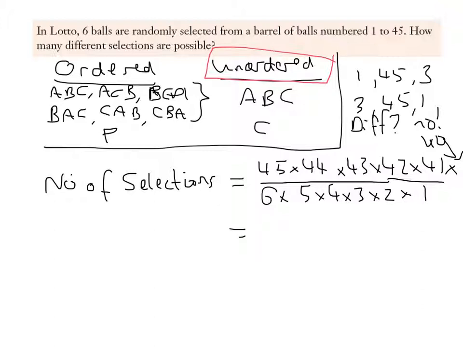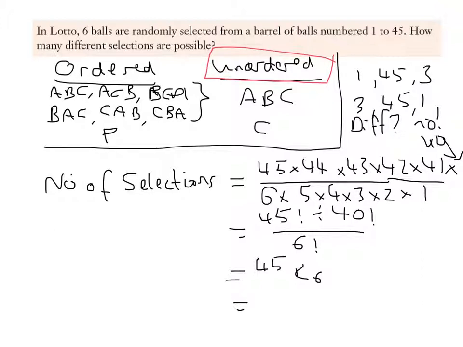Of course, there are a number of ways you can write this. We can write it as 45 factorial divided by 40 factorial over 6 factorial. You could also write it as a selection of 45 balls, choose 6, in your calculator, and that's what I'm going to do. I'm going to pick up my calculator and go 45, shift, nCr, 6, and I get 8,145,060. And there's your answer.